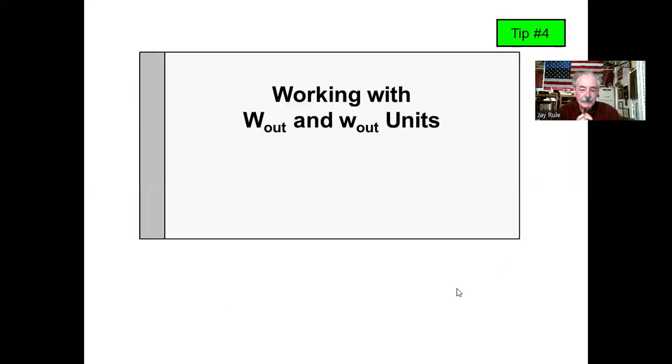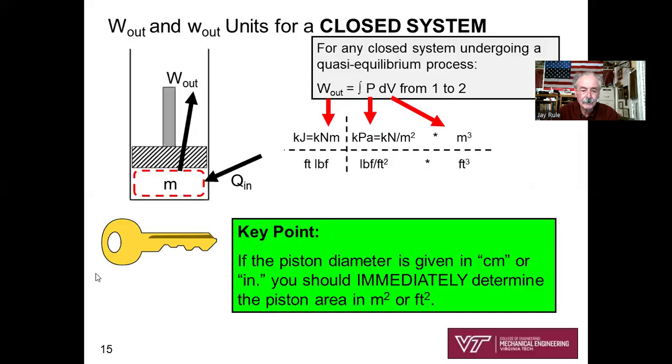The next thing: working with the units of W out and little w out is really, really important and sometimes hard to understand when you're just getting started. So this is my tip number 4. We're going to go through a number of examples. The first example, let's just look at W out for a closed system undergoing a quasi-equilibrium process.